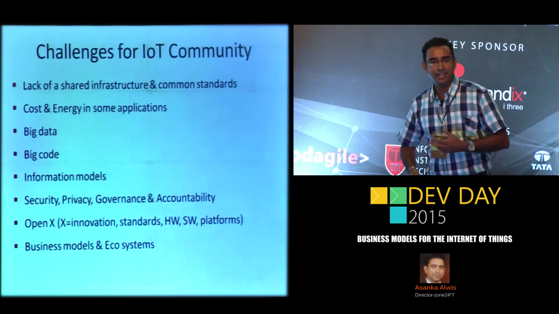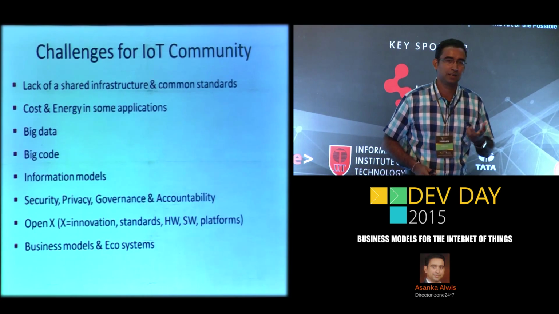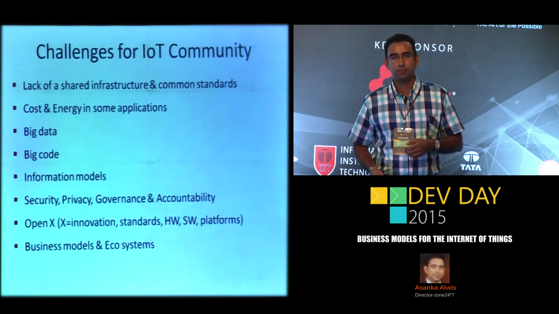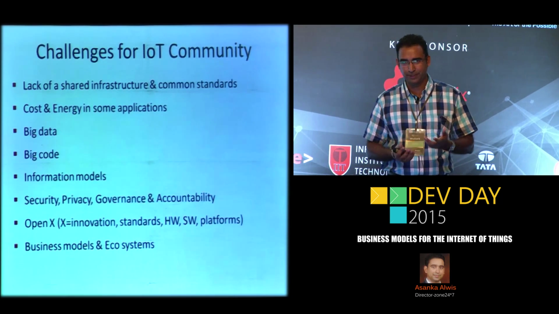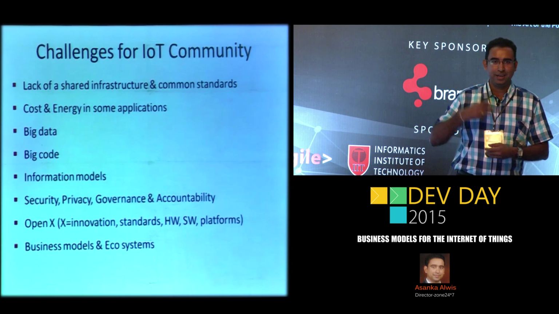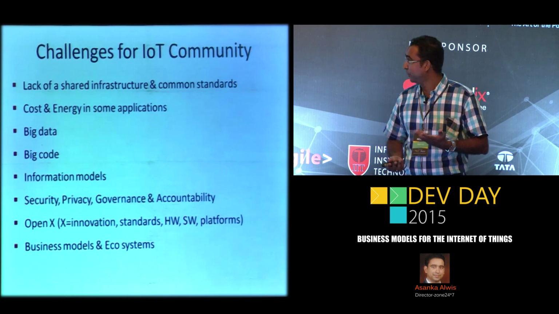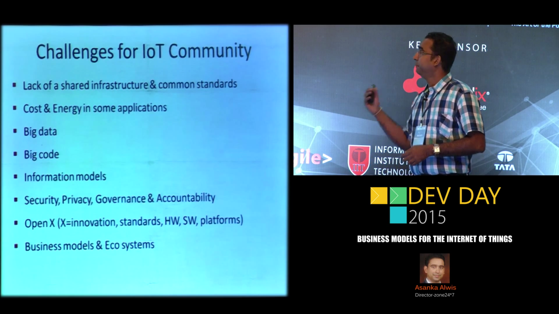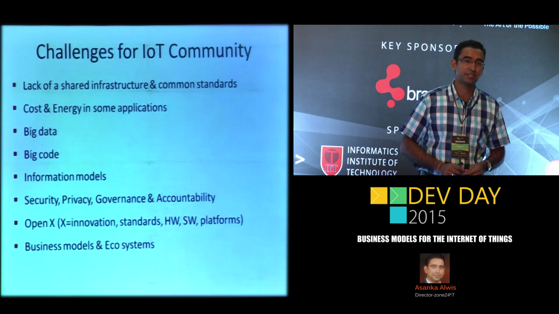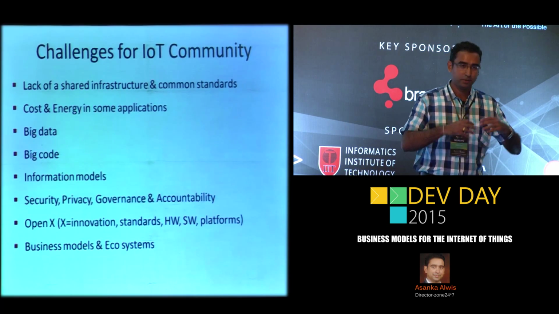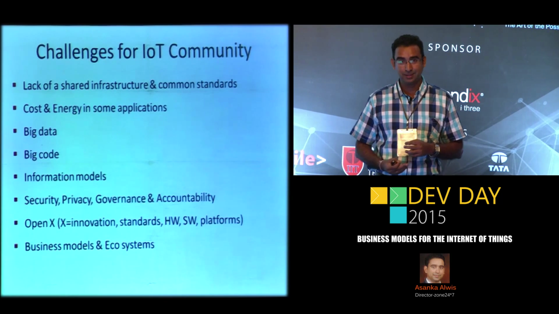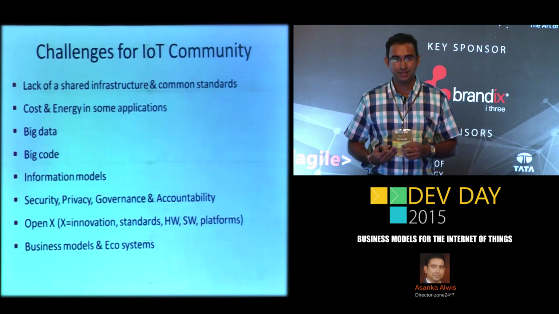Also, the cost and energy, because when you are dealing with these sensors, sometimes those need to run on battery power, so you can't eat up a lot of battery, because if you ask the retailers to change the batteries every 6 months, then they won't purchase it. And big data, because there will be a lot of data pumping into the system, so you have to think of what is the best way to handle this big data. And big code. What is this big code?